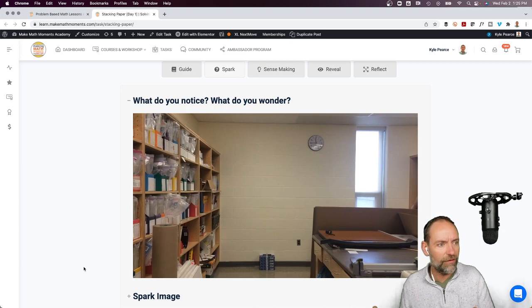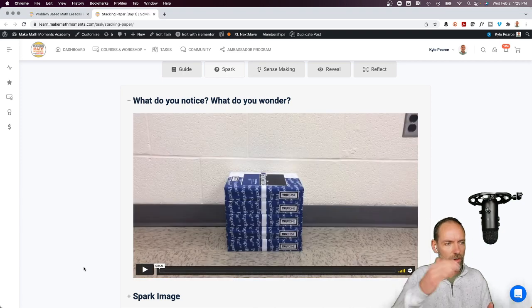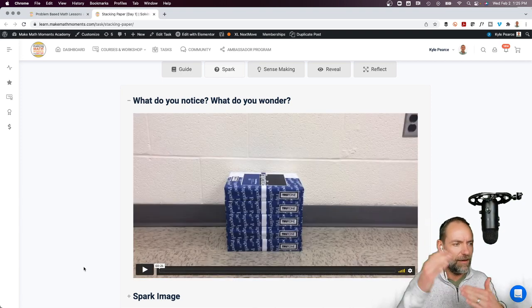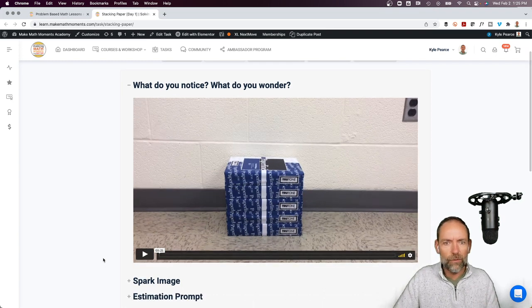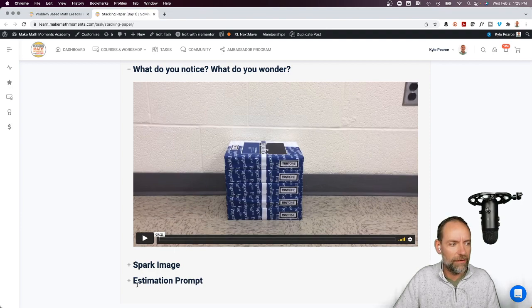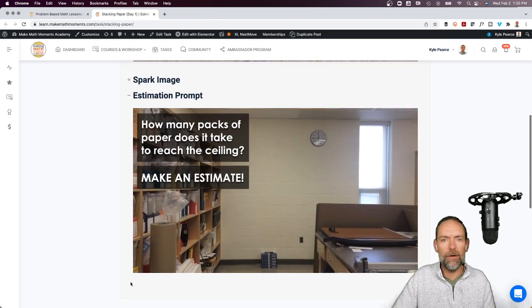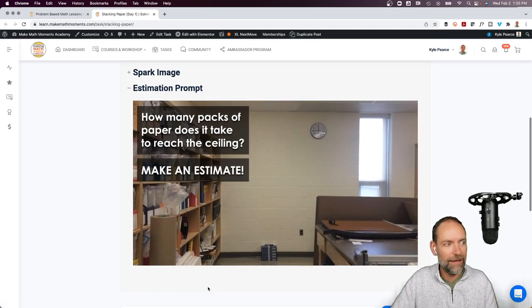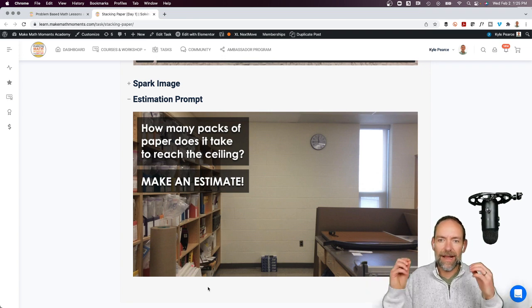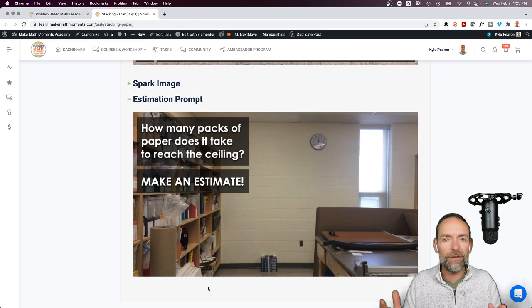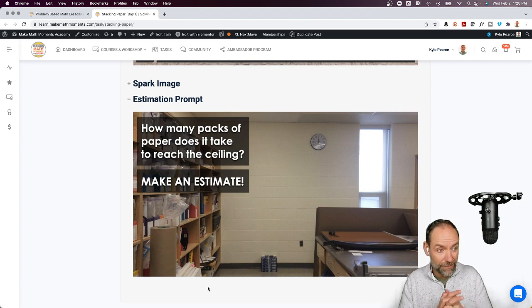Some students say it's 12 o'clock, some say it's 9 o'clock or quarter to 12, or some are saying 9, depending on the hands. And you get all kinds of things shared out here. And really what we want to start with, after we share all the noticing and wondering, is we ask students how many packs of paper they think it'll take to reach the ceiling. That's where we start. That's our estimate. That's where students start sharing their thinking, their approximations based on some spatial reasoning here.